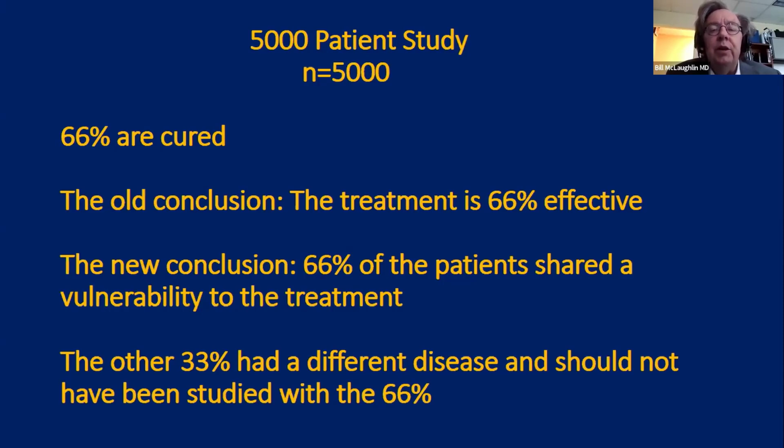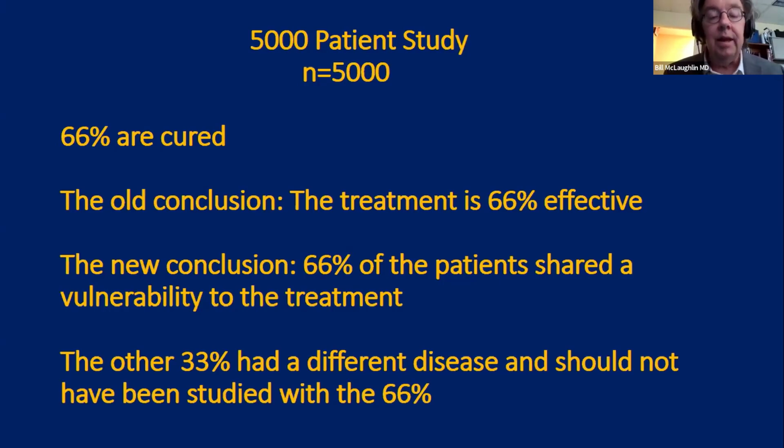The whole conclusion was that treatment is 66% effective. I can remember going through residency, this treatment was 80%, this was 60%, this was 40%. So you would memorize a list of effectiveness numbers like that. The new conclusion, though, in the modern era would be that 66% of the patients shared a vulnerability to that treatment, and the other 33% had a different disease altogether and should not have been studied with the 66%. So we group patients, we say this is a comparable group, we study them, then you get this kind of result, which is sort of not intuitive, but in reality, this is where we are.